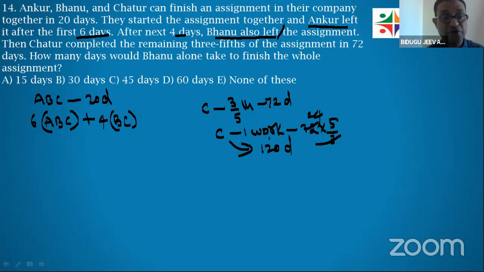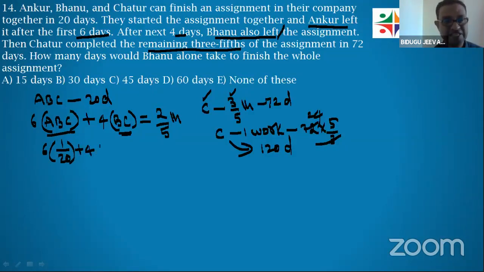But we don't know how many days he worked. Up to this point, 6 days, 3 people worked, and 4 days, these 2 people worked. How much work did they complete? Chatur completed the remaining 3/5, which means these people completed 2/5 of the work. So we need to make it equal to 2 by 5. Simplify: 6 into ABC capacity 1 by 20, plus 4 into BC capacity, which we do not know.